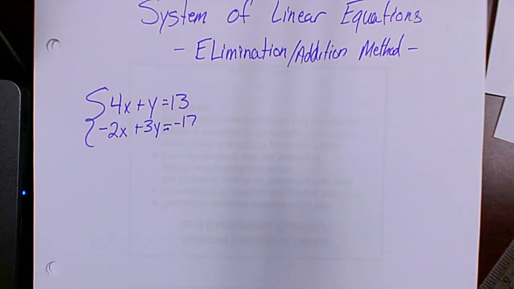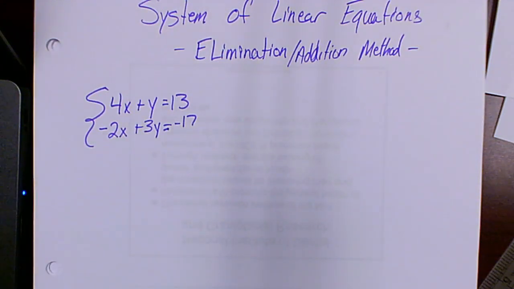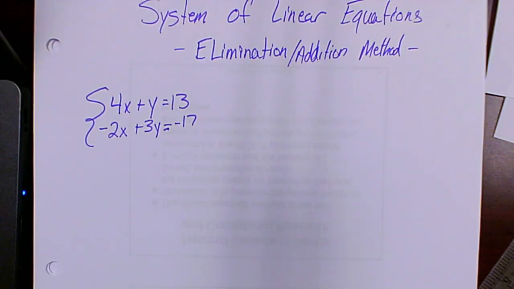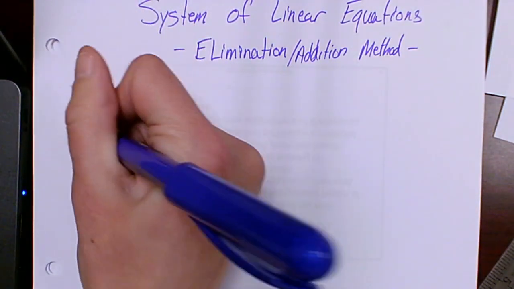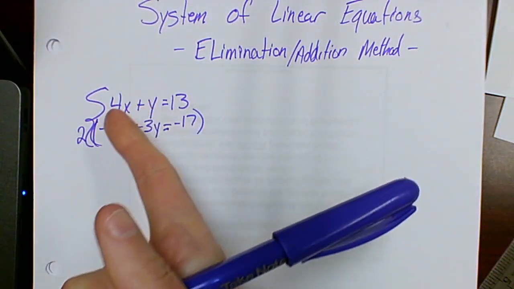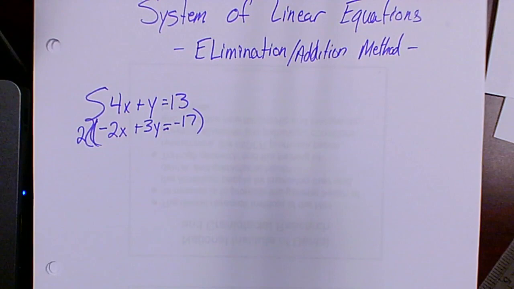First, write the terms as ax plus by equals c, so all of your variables on one side, your constant on the other. Multiply the terms of one or both equations so that the coefficients of x or y differ in sign. So my method, I like to look at the ones that already differ in sign. 4 and -2 differ in sign. We can multiply the bottom one by 2 so that we get 4x minus 4x. And that's what we want. We want to eliminate one of the variables.